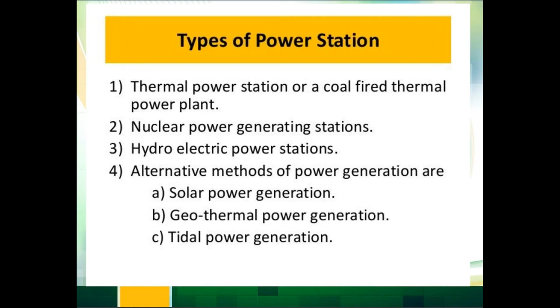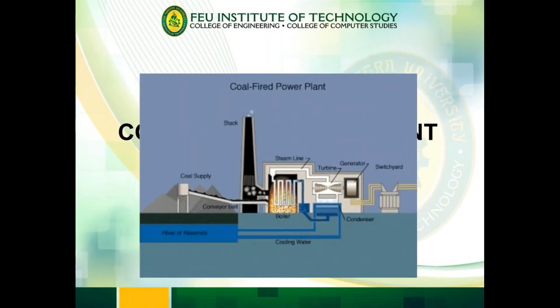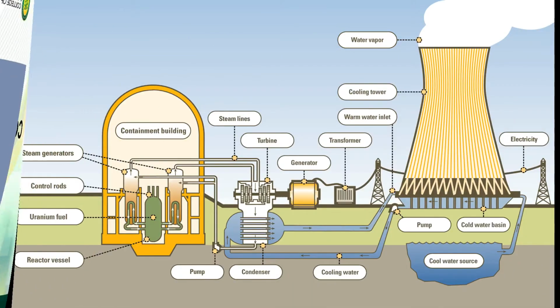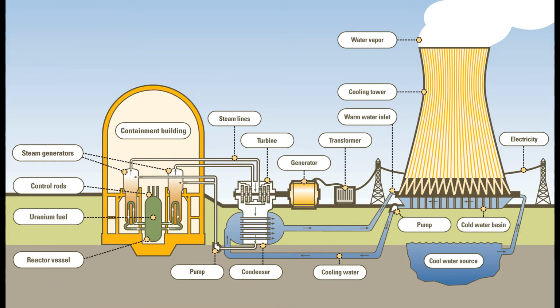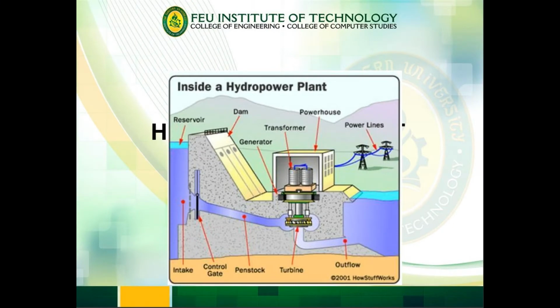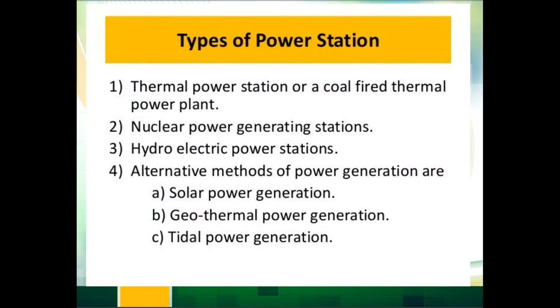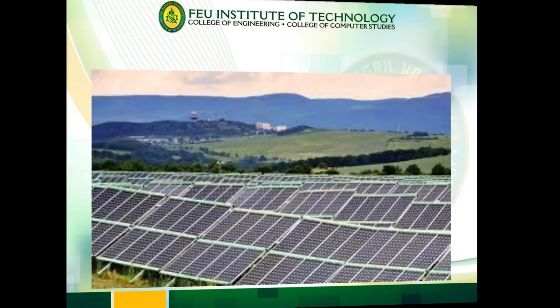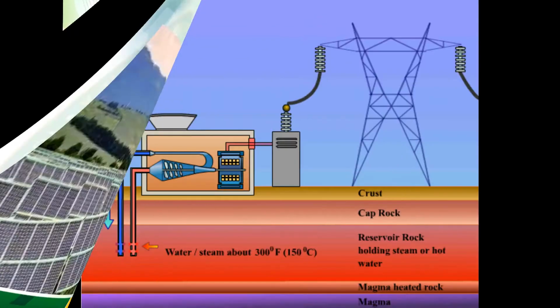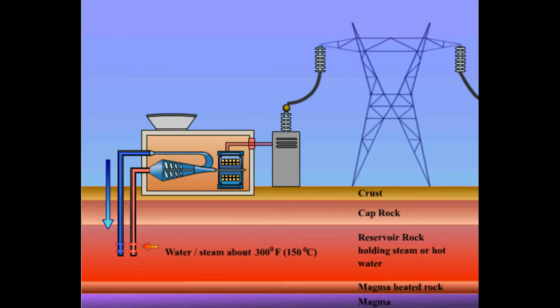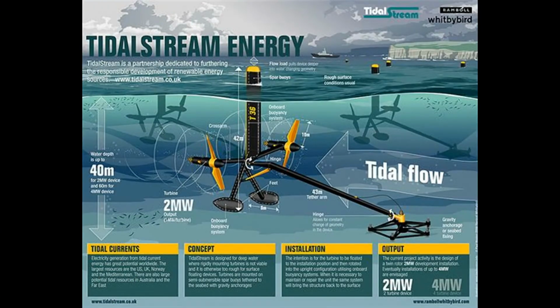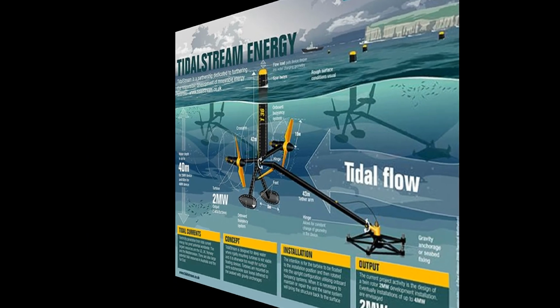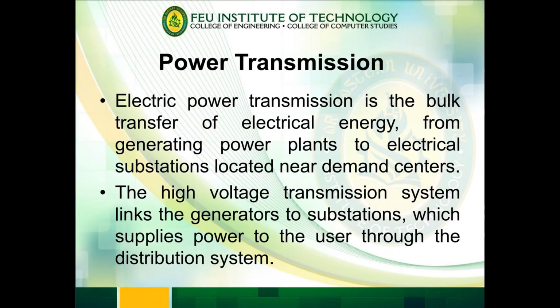Types of power station. 1. Thermal power station or coal-fired thermal power plant. 2. Nuclear power generating station. 3. Hydroelectric power stations. 4. Alternative methods of power generation are: A. Solar power generation. B. Geothermal power generation. C. Tidal power generation.